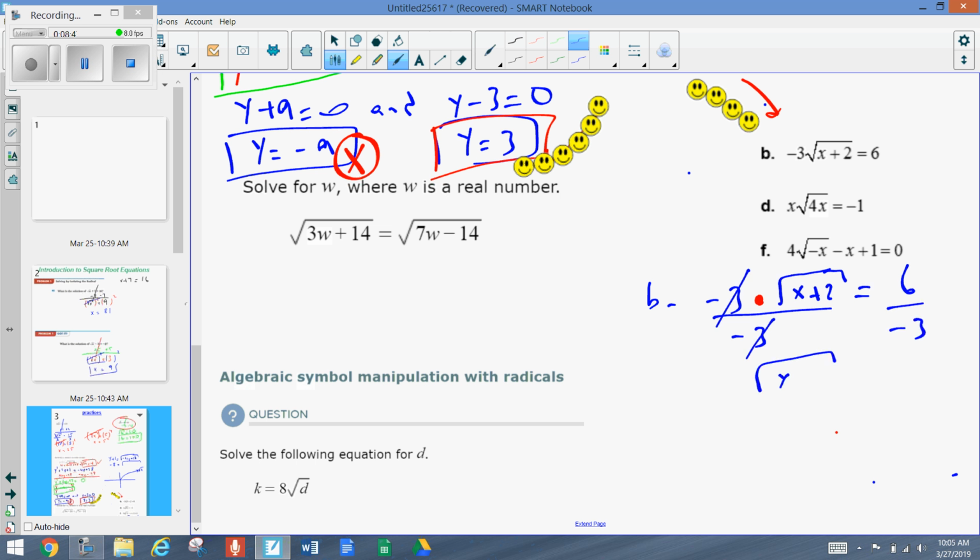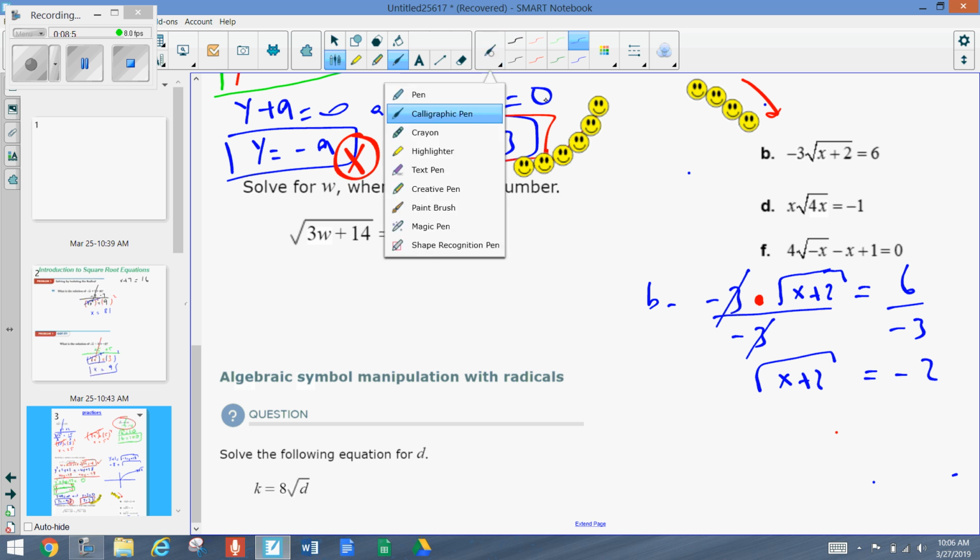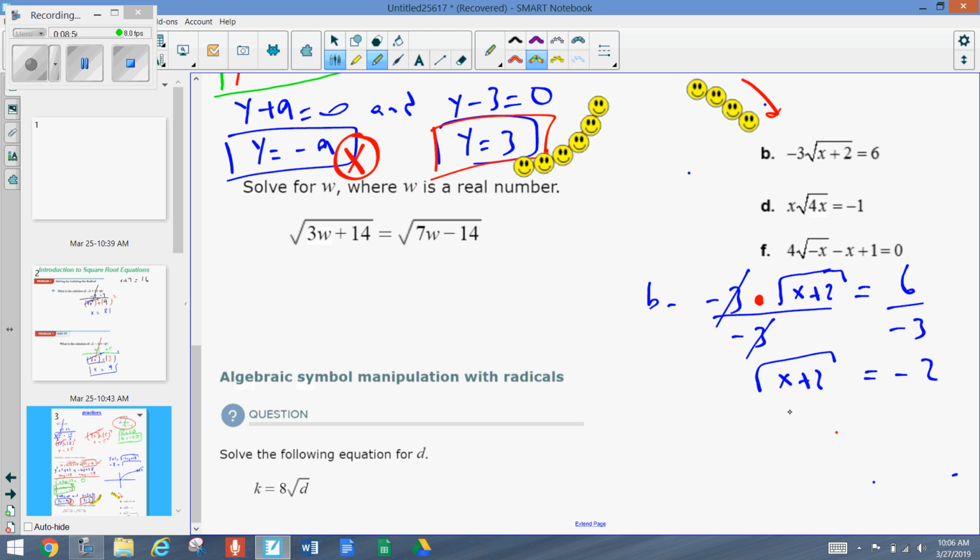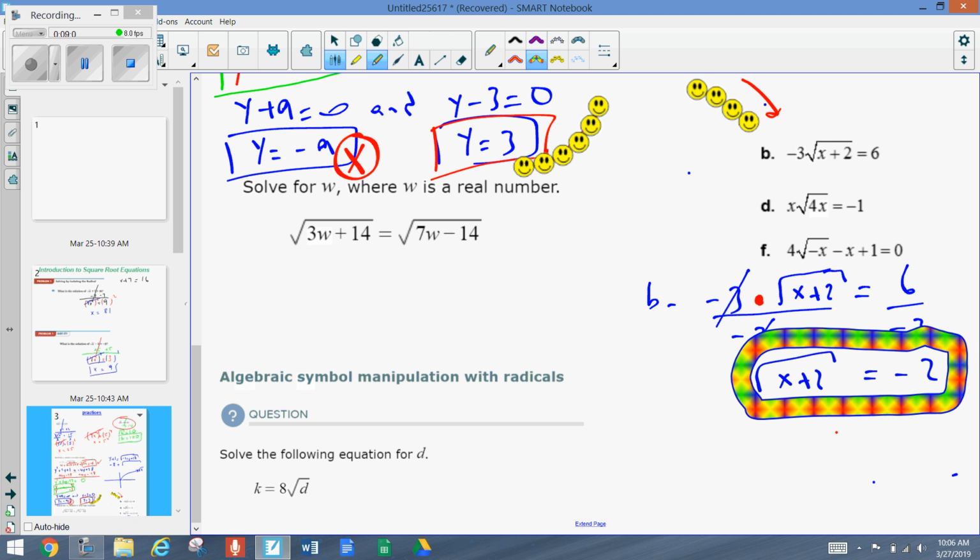So what did I get? Negative 2. Is that possible? Come on, guys, how come it's possible? It isn't possible. Root x plus 2, root of whatever that is, equal to negative 2. Is that possible? No, it's not a real number. There's no solution, no real solution. Make sense? It's negative. B, there's no solution.